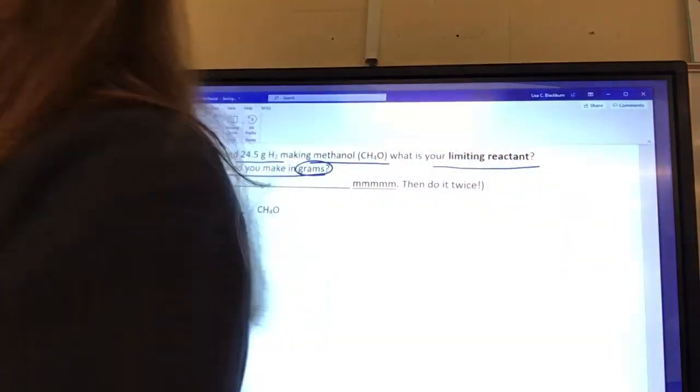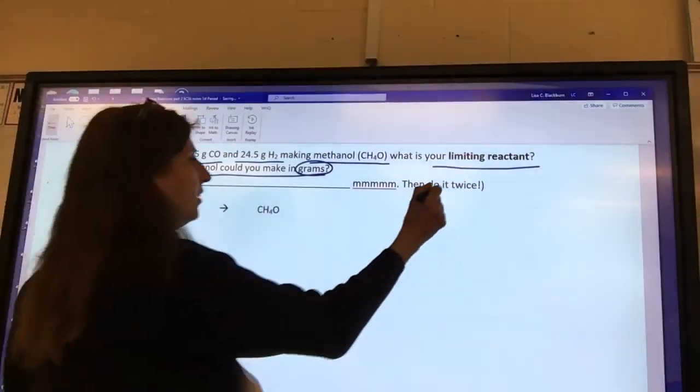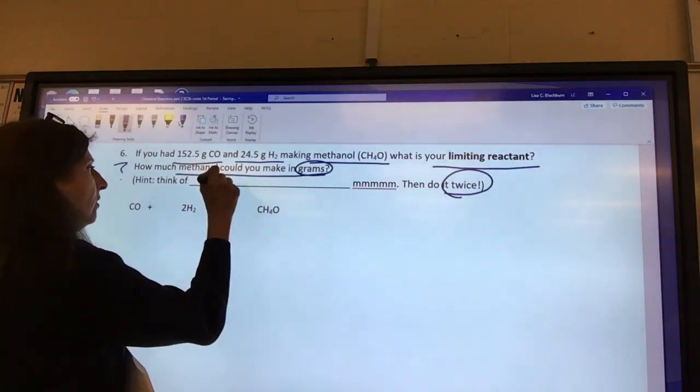So if you'll just remember, think of brownies, and the other thing you have to do is you have to do it twice. So think of brownies.